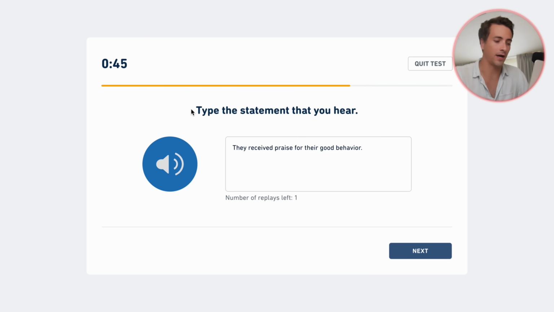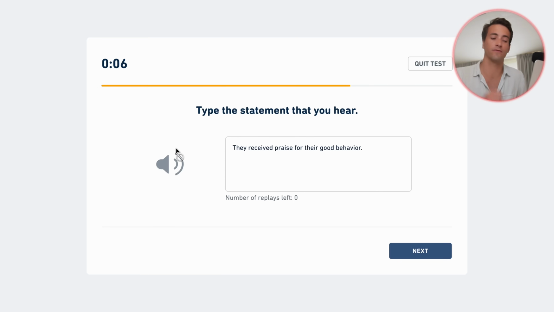Now, to be honest, how he's pronouncing this is odd. They receive praise for their good behavior. We typically wouldn't pause between received and praise. So I think that's there maybe to try to confuse you potentially, or just add a challenge, right, to really test you. So don't be alarmed if on the test you listen to somebody speaking and it doesn't sound quite right. That can happen. Again, it's a way to really challenge whether you are understanding the words that are being said. They received praise for their good behavior.